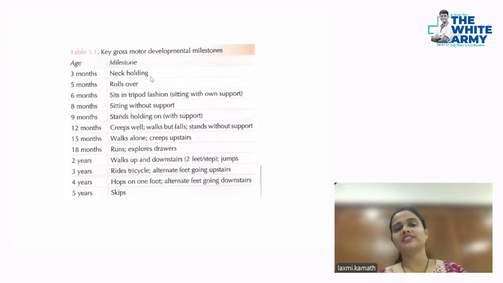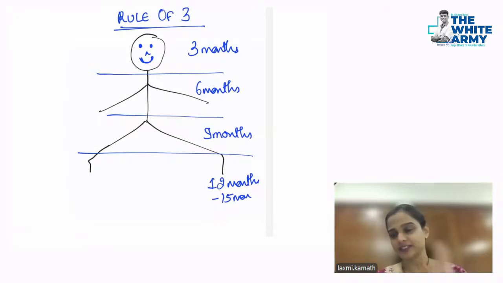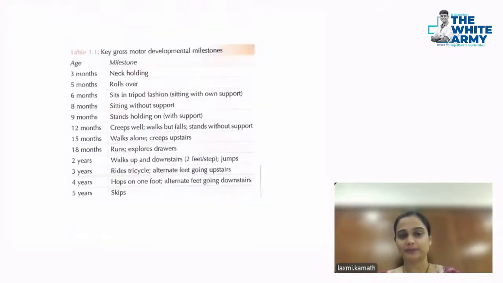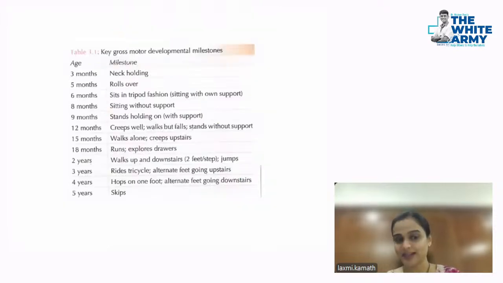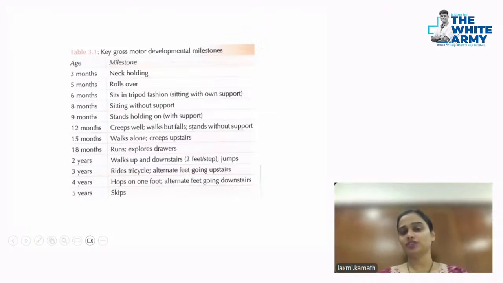Okay, so gross motor milestones, you remember by the rule of 3, that is neck holding first, then sitting with support by 6 months and sitting without support by 9 months. And then the bear walking, the creeping and crawling that comes between 9 to 12 months. By 12 months, the child should be able to stand. And by 18 months, the child should be able to run. At 2 years, the child will go up the stairs by 2 feet at a step. By 3 years, up the stairs by 1 foot at a step. By 4 years, down the stairs by alternate feet, and hopping by 4 years. At 5 years, the child skips. So this is your gross motor milestone.